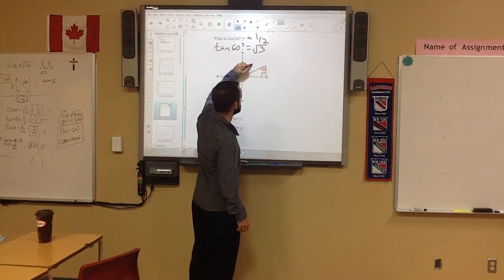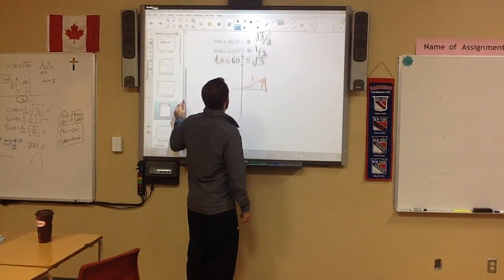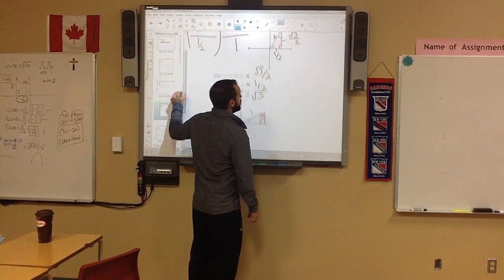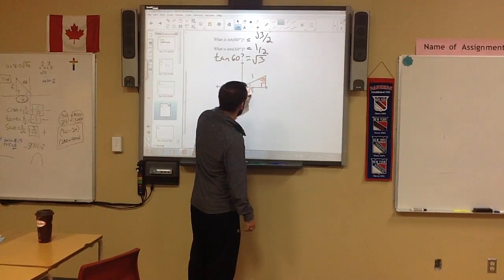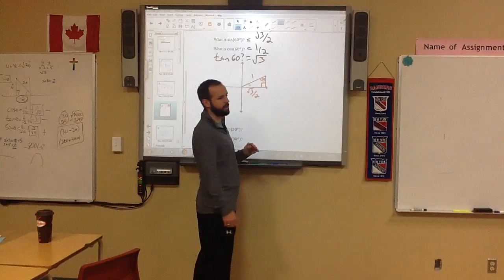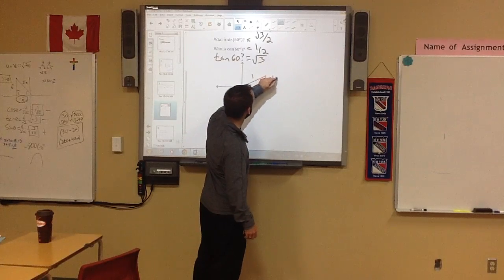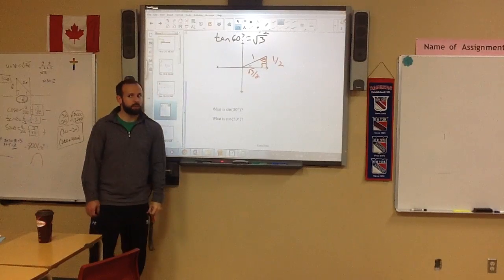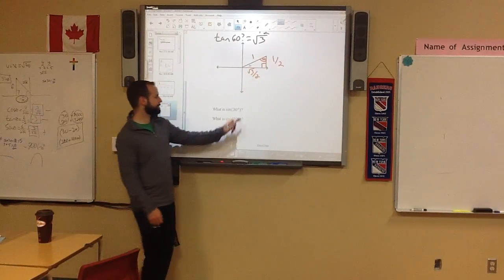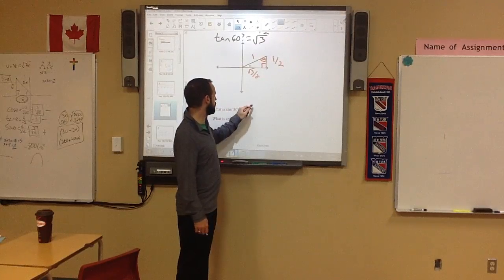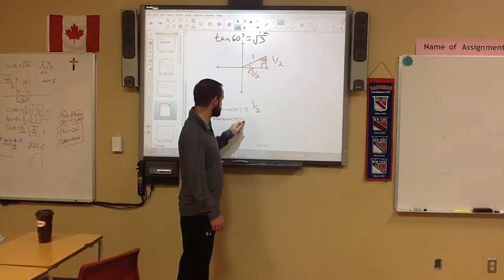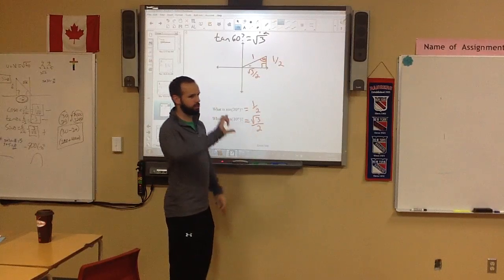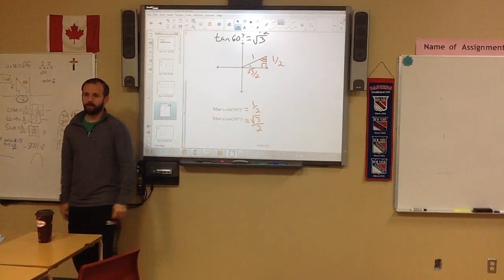What's this one? The hypotenuse is 1. The side opposite 60 degrees was what length? Root 3 over 2. What was the side length opposite 30? It was 1/2. Without having to do any math, what's my height? 1/2. What's my run? Root 3 over 2. What have I done? Flipped it. Just switched it.